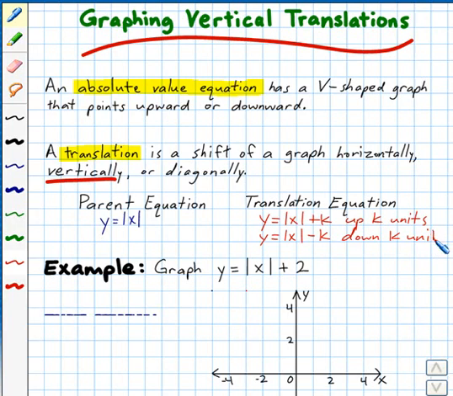So it's important to understand the relationship between the parent equation and the translation equation that you're working with. It all has to do with the value of k. Now let's work through an example together. Here we want to graph the equation y equals the absolute value of x plus 2.